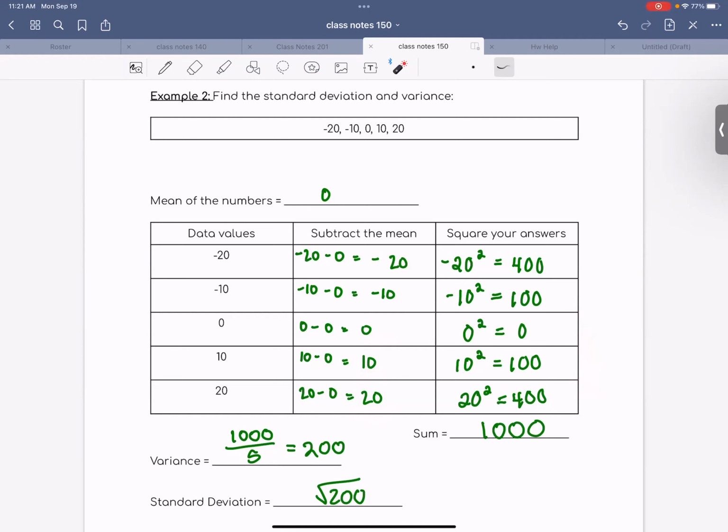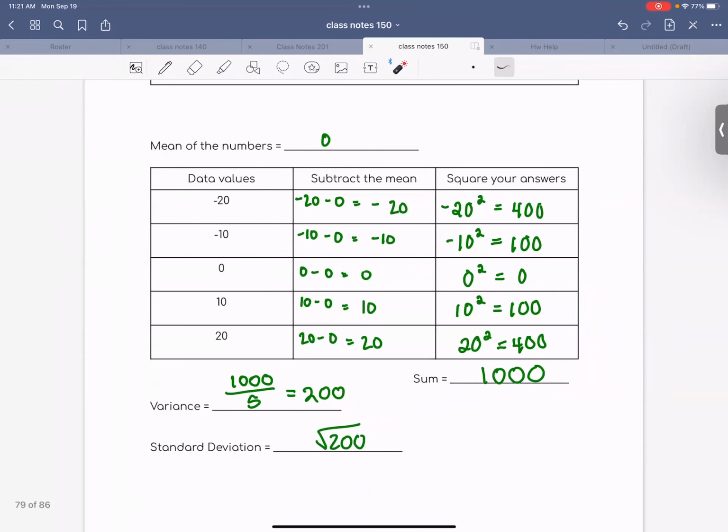Okay. So I know that -20 squared is a positive number, which is 400. And then -10 squared would be 100. 0 squared is 0. And then 10 squared is 100. 20 squared is 400. Perfect. Sorry to make you explain all of that, but yeah, nice job.